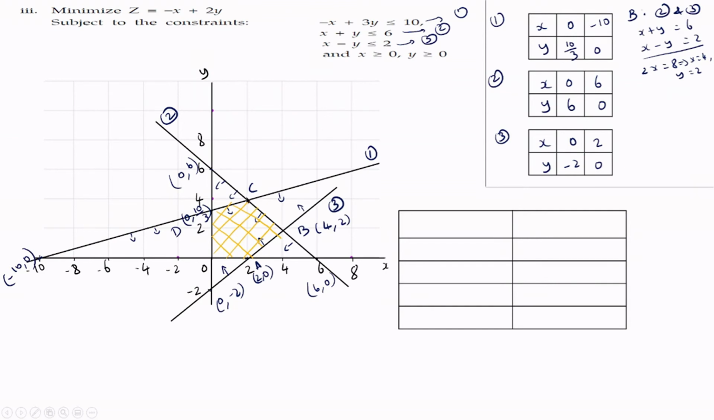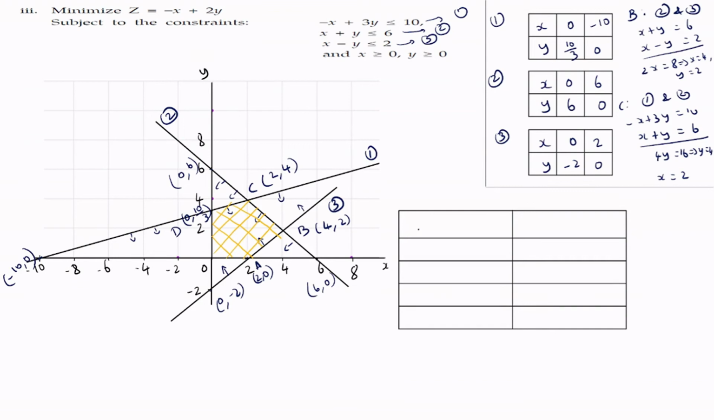And then to find the coordinates of C, here again if we draw it on a graph sheet, we can see that the coordinates for C is (2, 4). Or if we want to check also, we can solve equations 1 and 2. So for C, we have to solve equations 1 and 2. So 1 is minus x plus 3y equal to 10 and 2 is x plus y equal to 6. If we add these two, we get 4y equal to 16. So y is 4 and x is 6 minus 4, which is 2. So the coordinates for C is (2, 4).